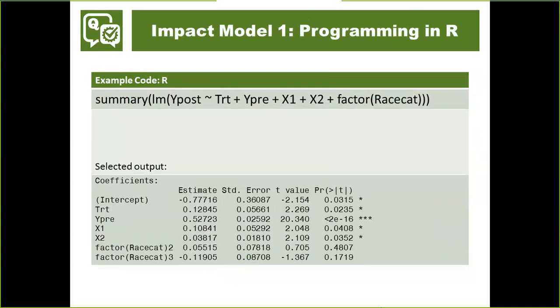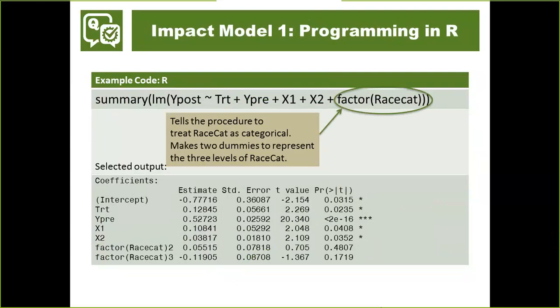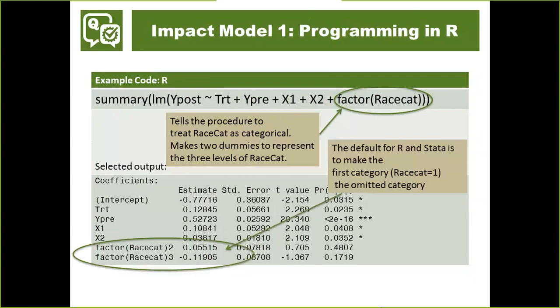In R, we can use the LM function to fit Model 1 to the data. Here we tell R to treat racecat as a factor. This creates 2 dummy variables to represent the 3 levels of racecat. The default for R and for Stata is to make the first category the omitted category. Remember, in SAS and SPSS, the default was to make the last category the omitted category.